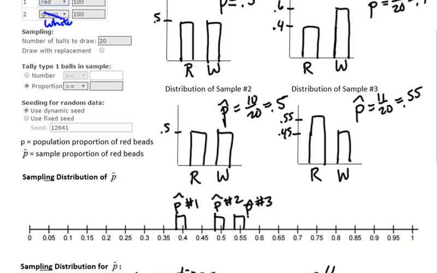Now if I continue this process, I'm going to see what happens in the long run when I do lots and lots of samples of size 20 from the same population. So these distributions here all consist of individual beads. These all have individual beads and how many are red and how many are white. But this distribution isn't a distribution of individual beads. This is a distribution of sample statistics.